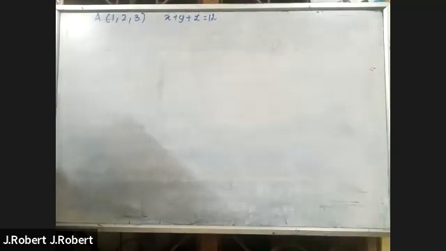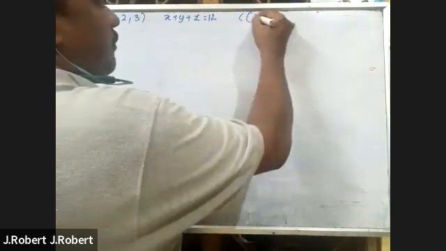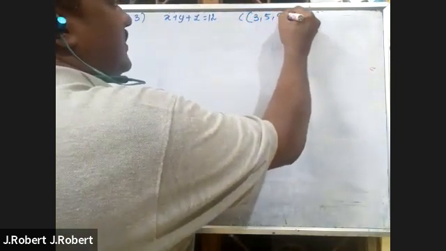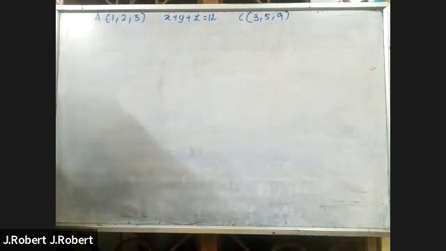And on reflection, passes through the point C of 3, 5, 9. Find the coordinates of point B.